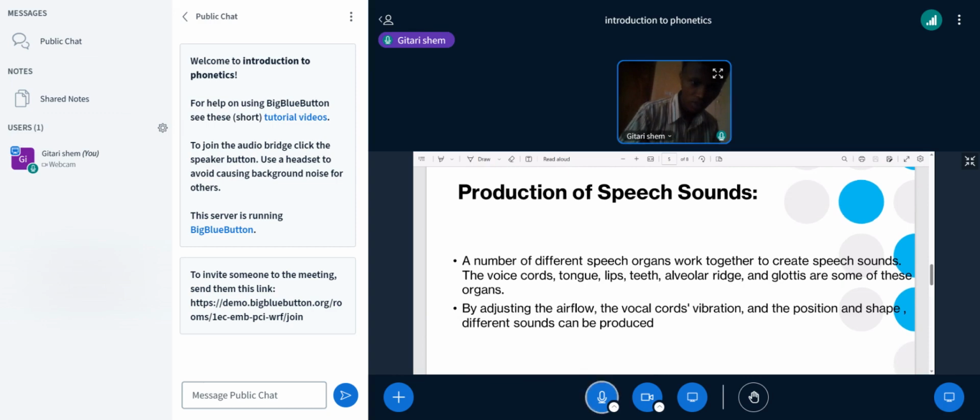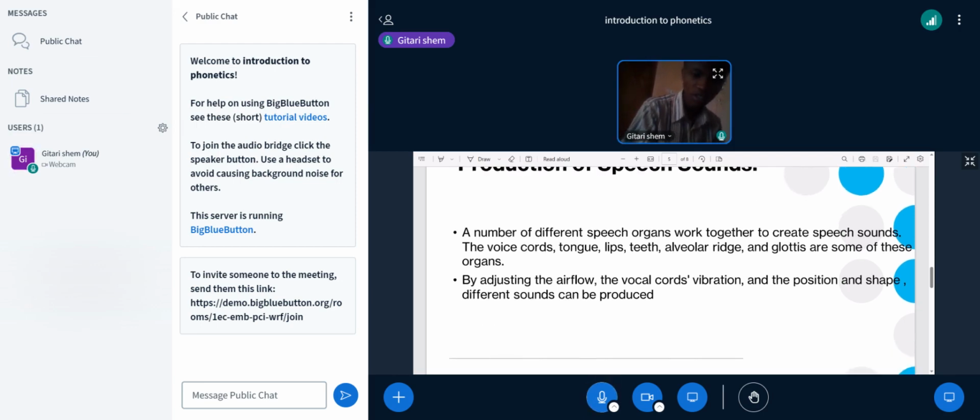So production of speech sounds. This means that we're going to learn about how sound is produced in the mouth and how the body changes to produce sound. A number of different speech organs work together to create speech sound. The vocal cords, the tongue, the lips, the teeth, the alveolar ridge, and the glottis are some of these organs.